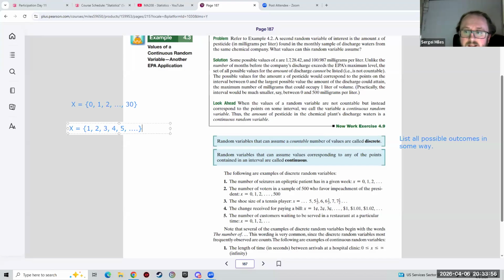All right. And so even though my random variable has an infinite number of theoretically possible outcomes, it is still considered discrete because I can list it all out. It is countable: 1, 2, 3, 4, and so on. All right. This is a discrete random variable, even though it is not finite.